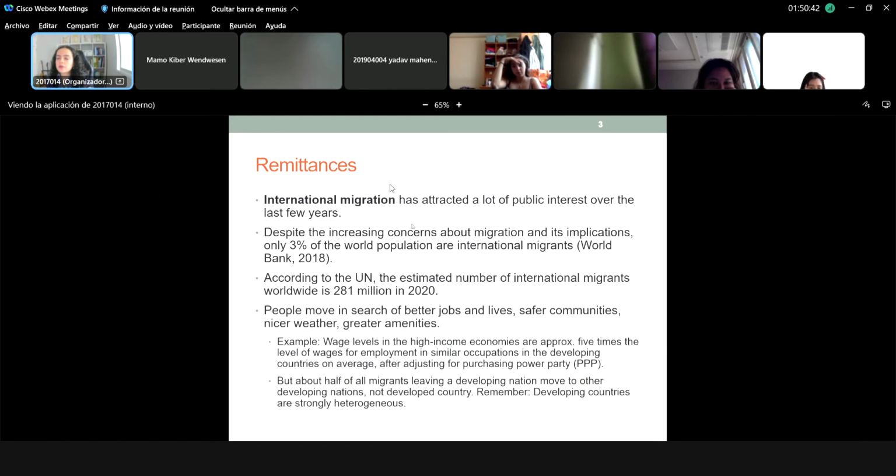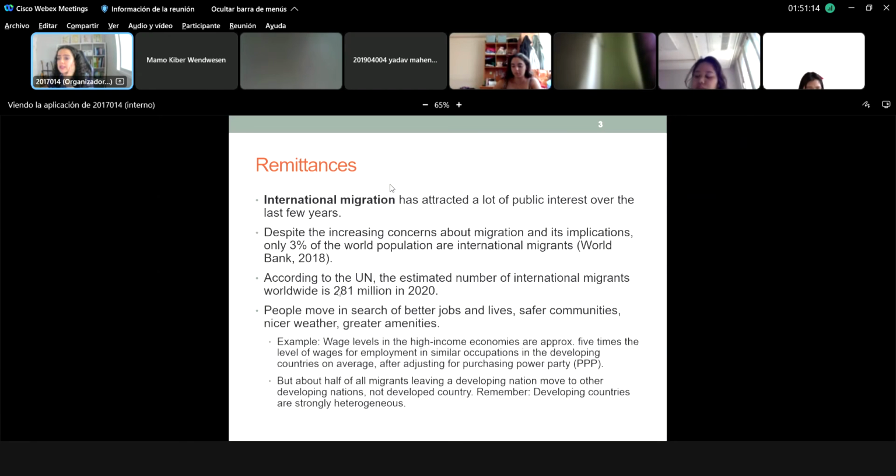International migration has attracted a lot of public interest over the last few years. There's always lots of talk about international migration, but also sometimes concerns about migration and its implications. But it's interesting that it's only 3% of the world's population that are international migrants. There's lots of talk about migration, but the percentage of the world's population is not that high at all.